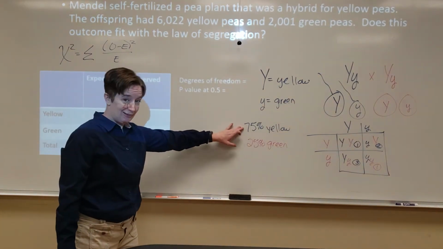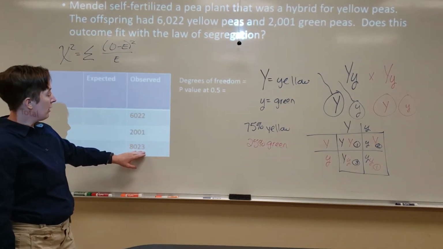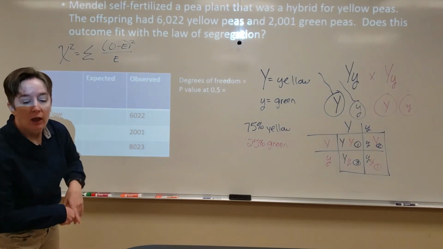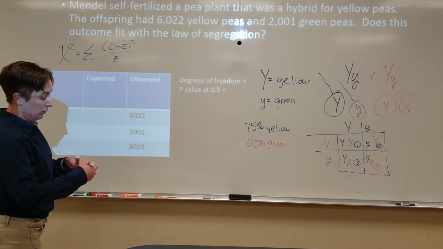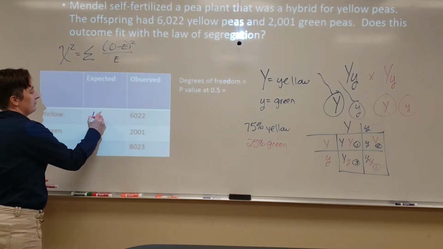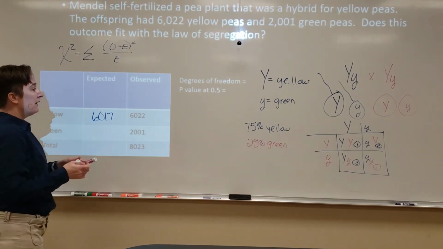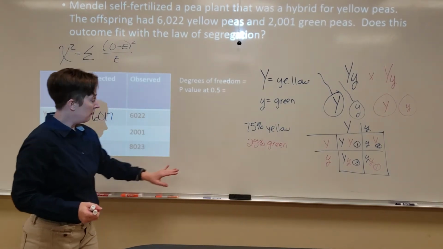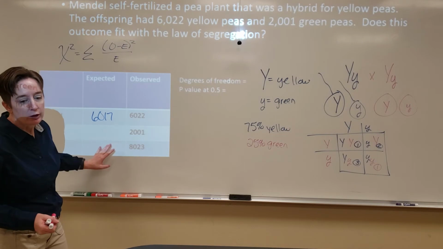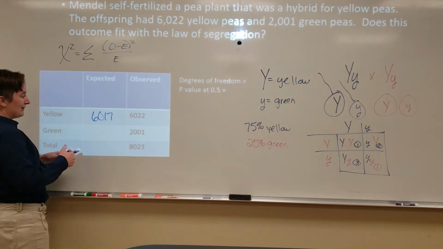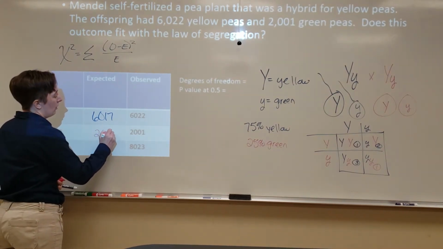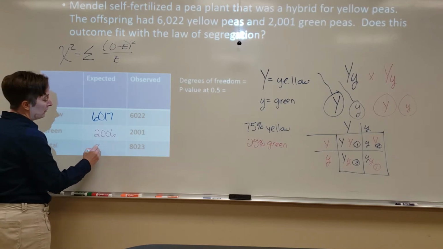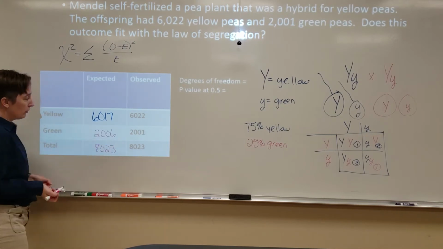So we're going to do 0.75 times 8,023, and that's what we expect the number to be for yellow. The number for that one is going to be 6,017. And then to figure out how many we expected to be green, it's 0.25 times 8,023. And that tells us that 2,006 of them are expected to be green. If we do that math, it ends up being the same. That just tells us that we did our math correctly.